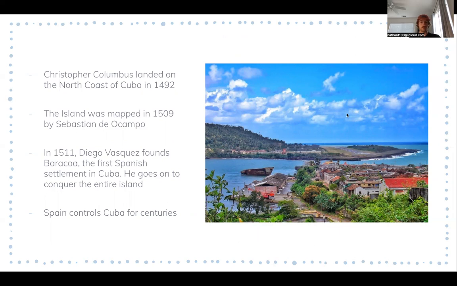The island was mapped in 1509 by Sebastian de Ocampo. In 1511, Diego Vasquez founds Baracoa, the first Spanish settlement in Cuba. He goes on to conquer the entire island. The picture on the right is what Baracoa looks like today. And from then on, Spain controls Cuba for centuries.